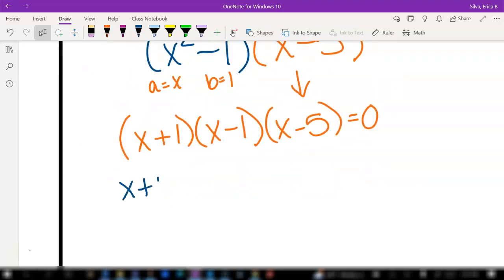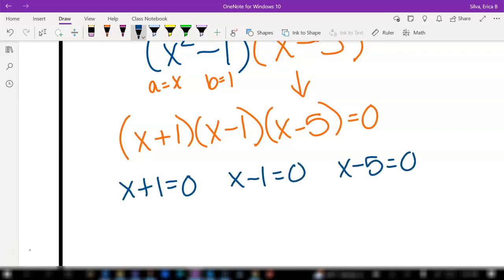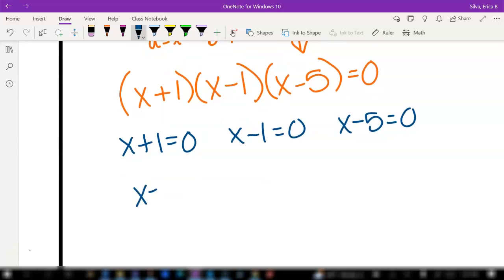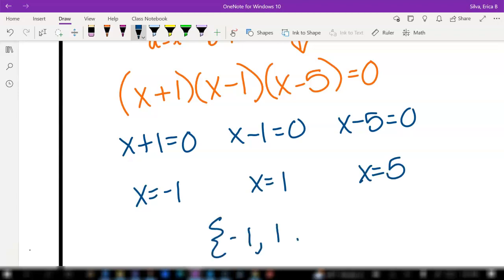Now that we're in factored form, we use the zero product property to solve. That basically just means that we're making each factor equal to 0. Once we make them equal to 0, then we can solve them. This is -1, +1, and +5. So our zeros are 1, -1, and +5.